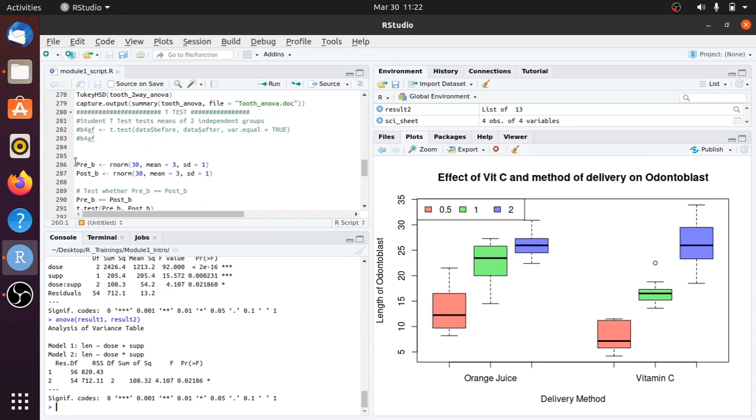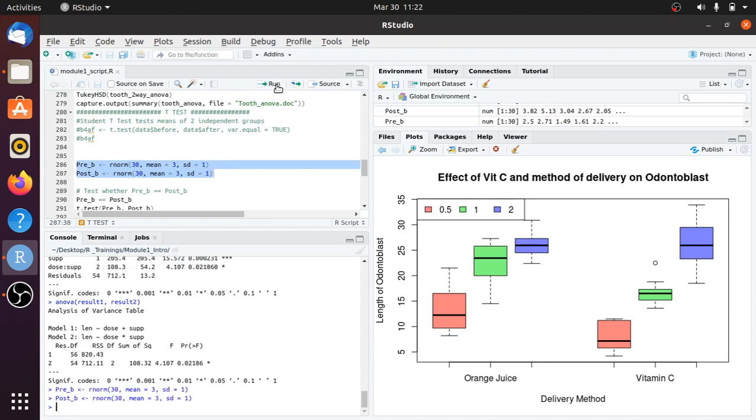Now I want to run a, what do I call it now? Just get some random figures. Look at here. I'm saying give me 30 random numbers. I want the mean to be 3 and the standard deviation to be 1. And here also I say give me 30 random numbers. I want the mean to be 3, and I want the standard deviation to be 2. So you can see the two of them.